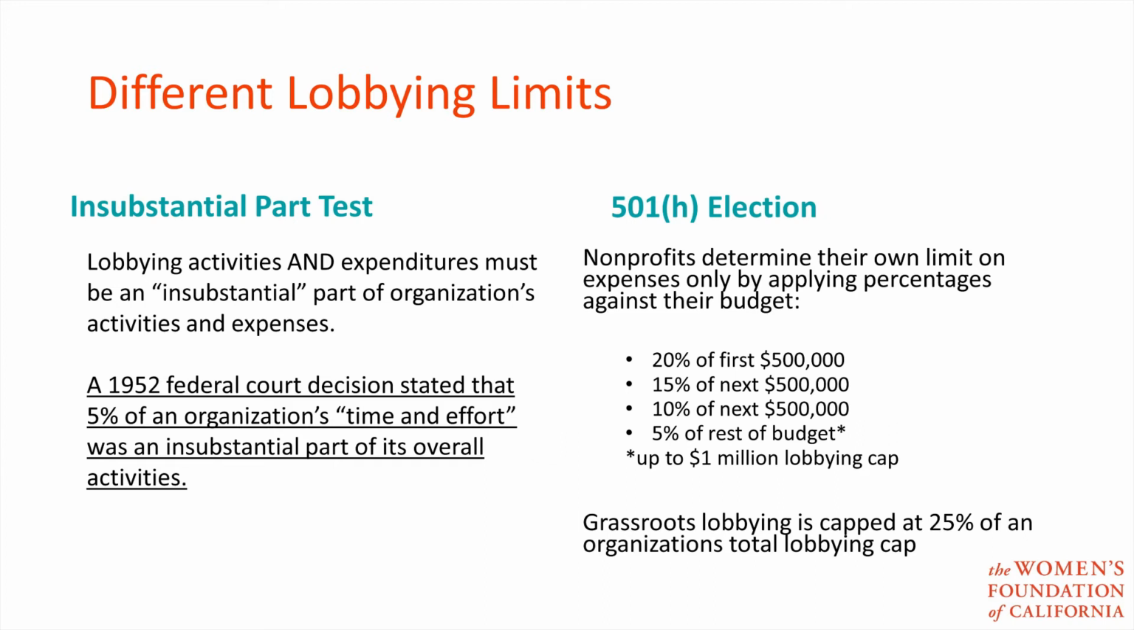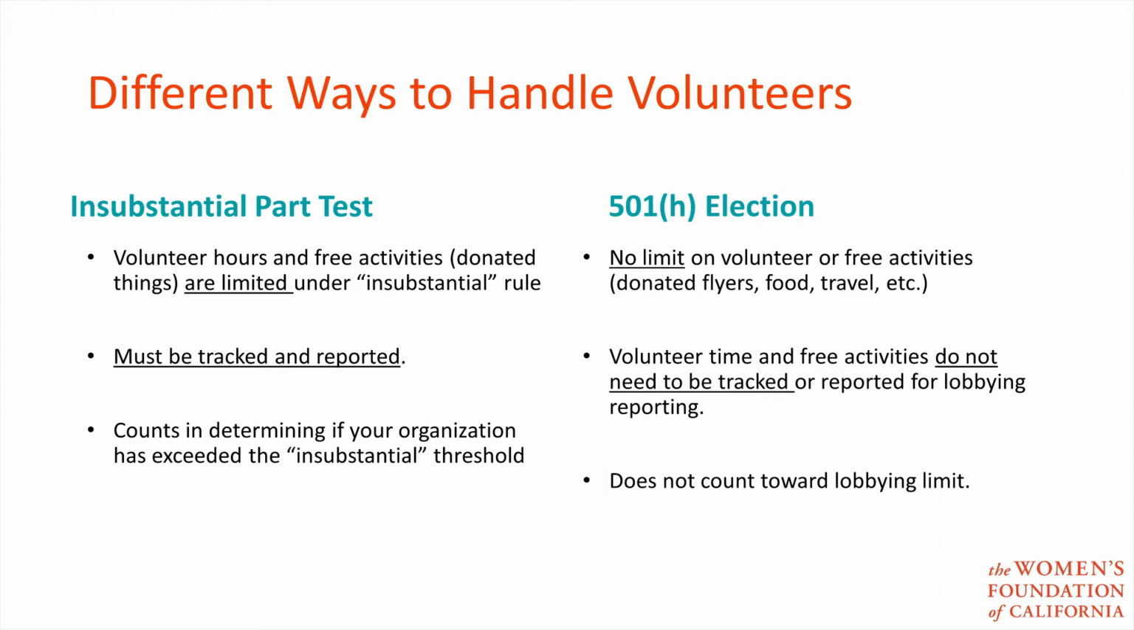It's hard to determine what your lobbying limit is under the insubstantial part test because it includes activities like volunteer lobby days as well as money spent. A 1952 federal court decision found that 5% of an organization's expenses and activities were insubstantial. The 501H election limits only the money you spent. You can grow an army of volunteer lobbyists for your organization, and it doesn't count towards your limit.